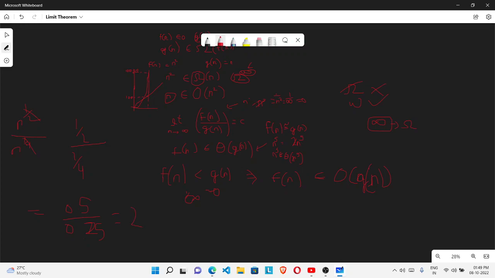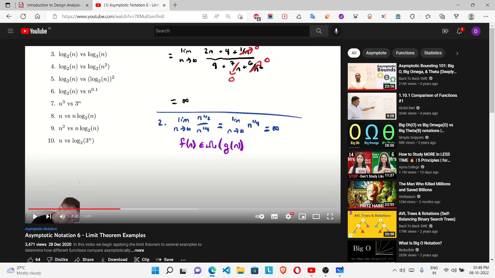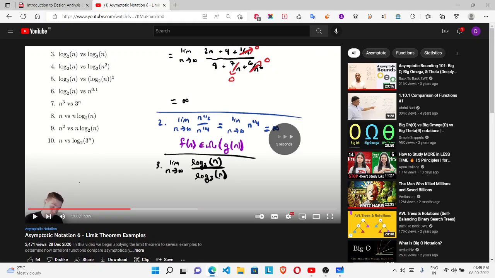Yeah. So you can see the numerator is leading. So n raised to 1/2 by n raised to 1/4 is equal to n raised to 1/4. And n raised to 1/4 when n tends to infinity becomes infinity. So again it's omega. f of n is equal to omega of g of n. So again the same thing. You can actually refer to this video. This guy has explained it in a much better way as compared to my explanation. But yeah.